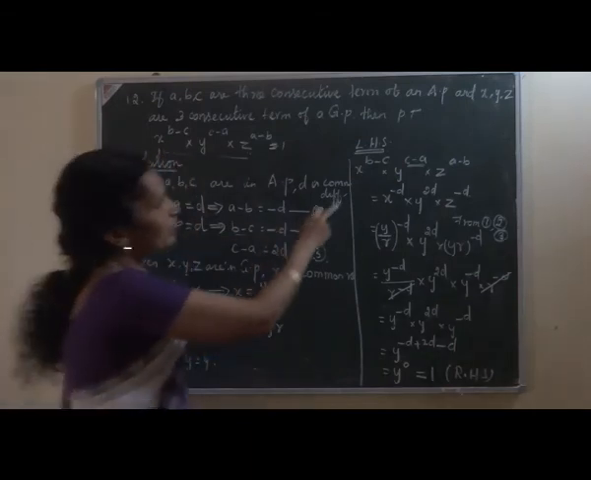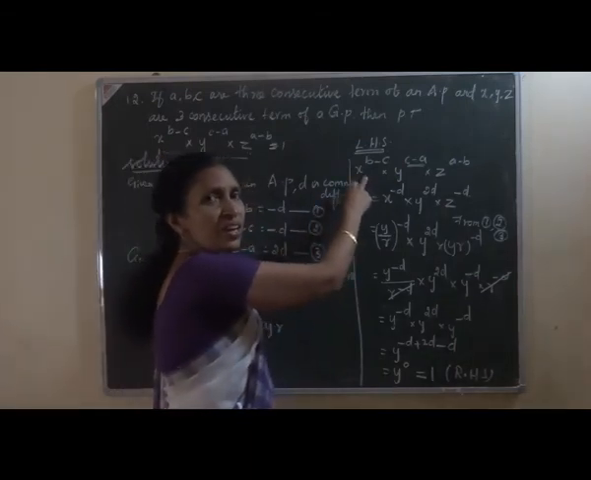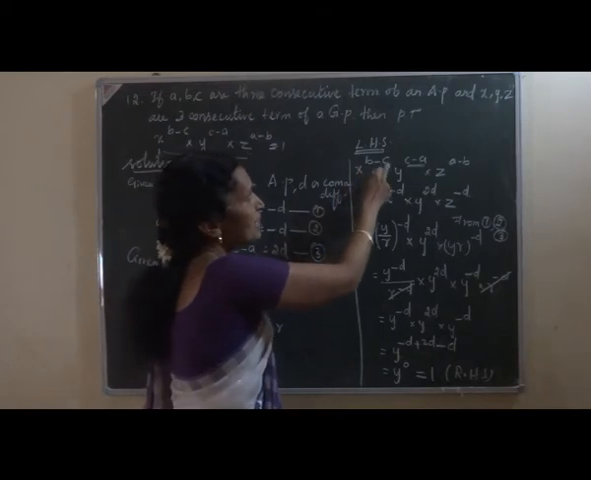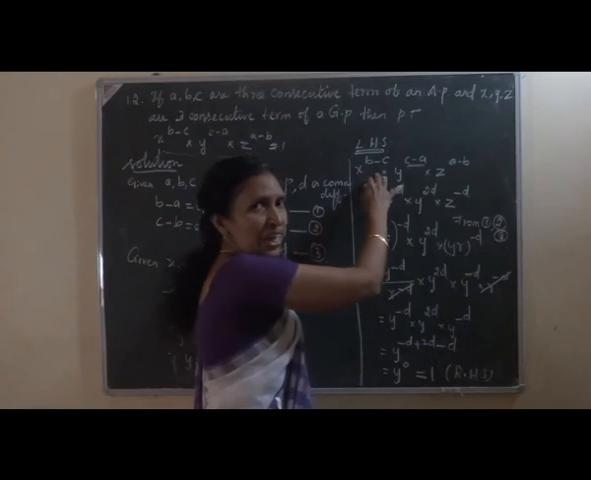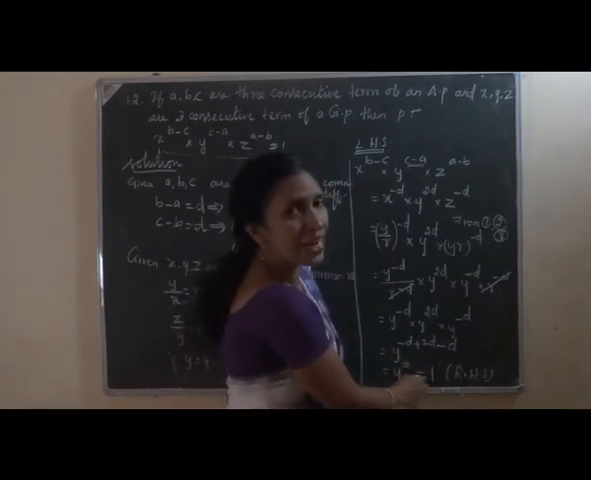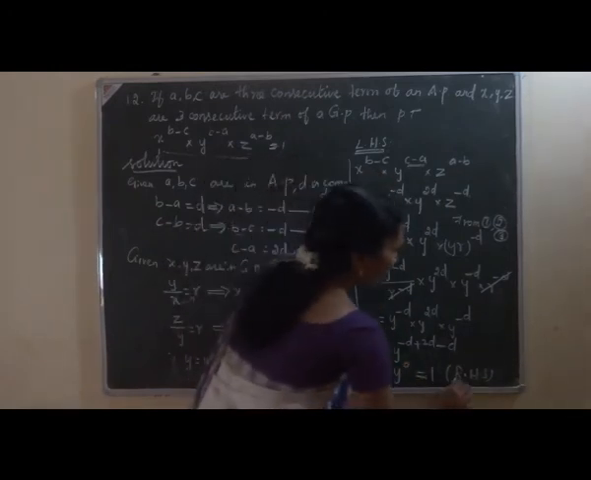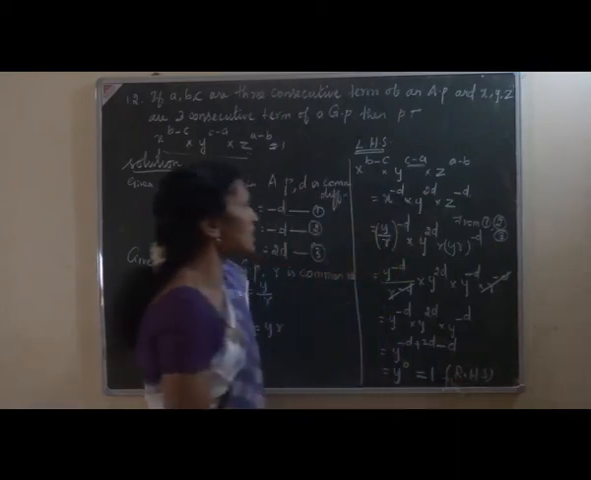On the left hand side, which value do we take? x power b minus c into y power c minus a into z power a minus b. We took the left hand side, and we got the right hand side 1. Thus proved. Do you understand, students?